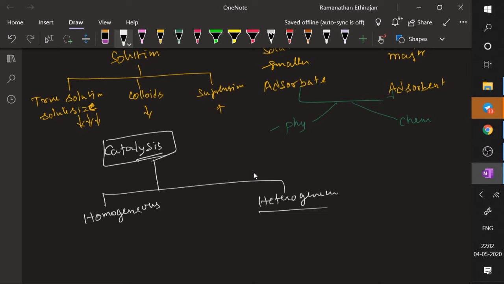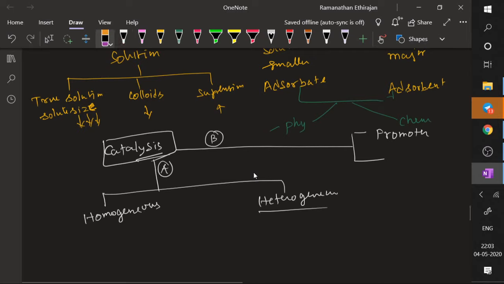This catalyst can also be classified as promoter and inhibitor. That is another type of classification: this is classification A and this is classification B. When it increases the rate of the reaction, it is called an accelerator, not promoter, accelerator.